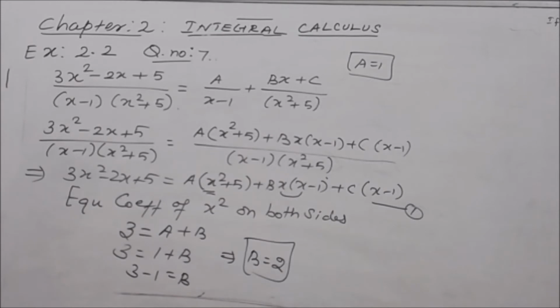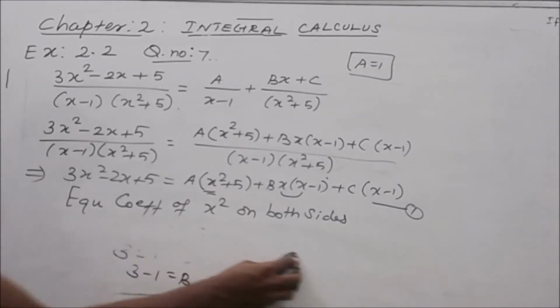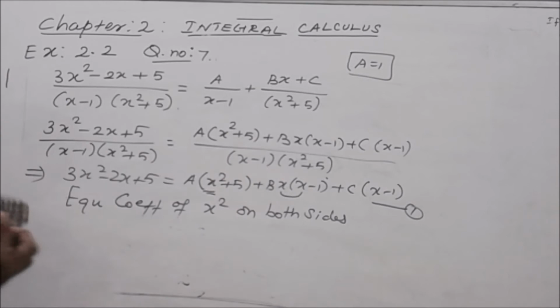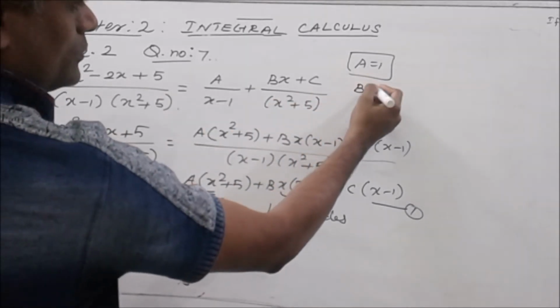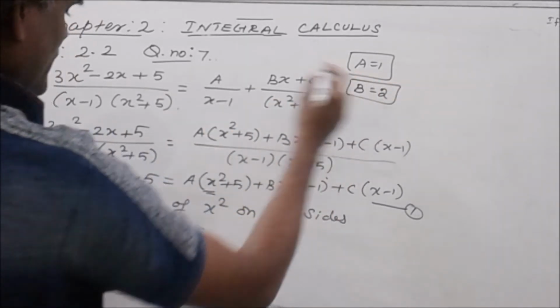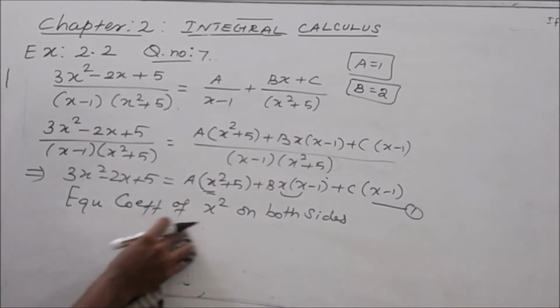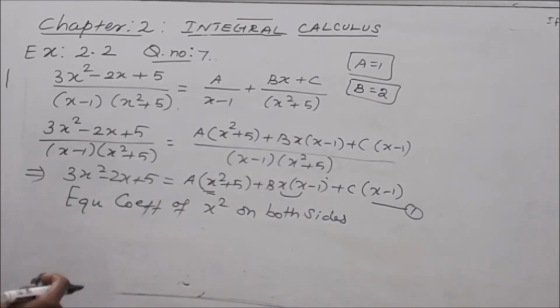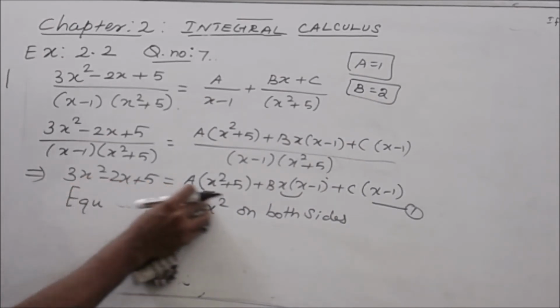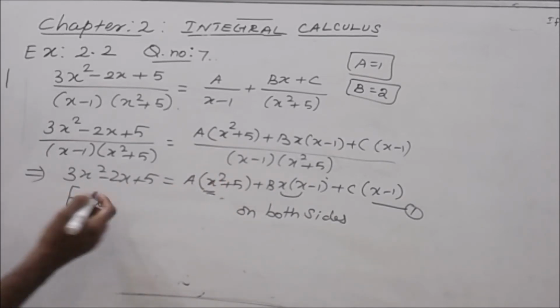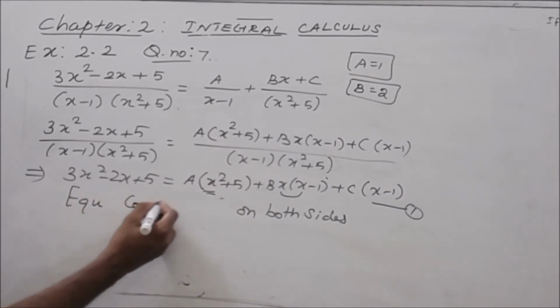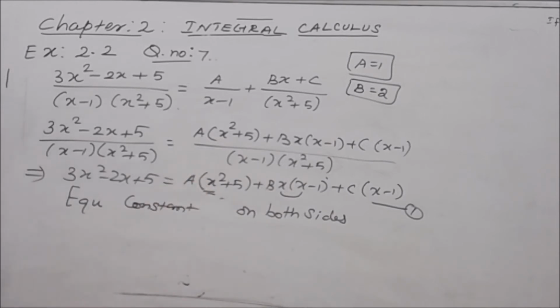Now we move on to find the value of c. Again we are going to use the equating coefficient method to find c. We found b = 2, and now equating constants on both sides. That is very easy. Equating constant terms on both sides.